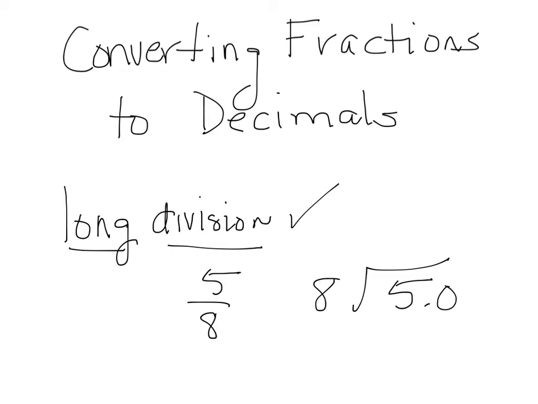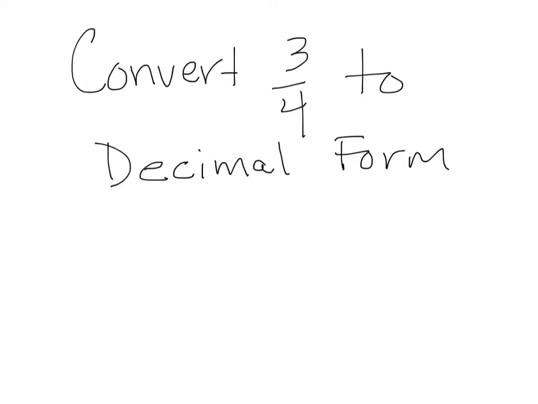And so really you're saying, okay, how many times is 8 going into 5? Well, it doesn't. So we put the decimal, we add a 0. How many times is 8 going into 50? 6 times, and then we keep our process going. Division is how we change fractions to decimals. All right, let's look at some examples.